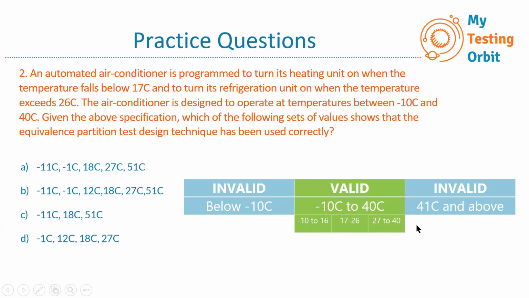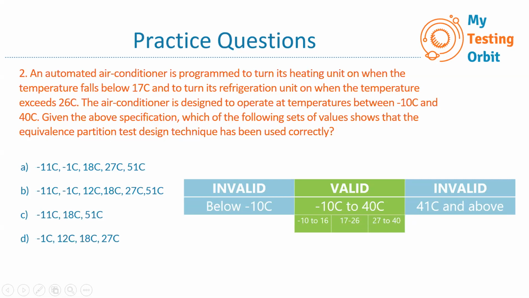And then talking about invalid, anything which is 41C and above would be invalid. And on this side, anything which is below -10 would be invalid as well. And what we are looking for is which set of values shows that the equivalence partition test design technique has been used correctly.